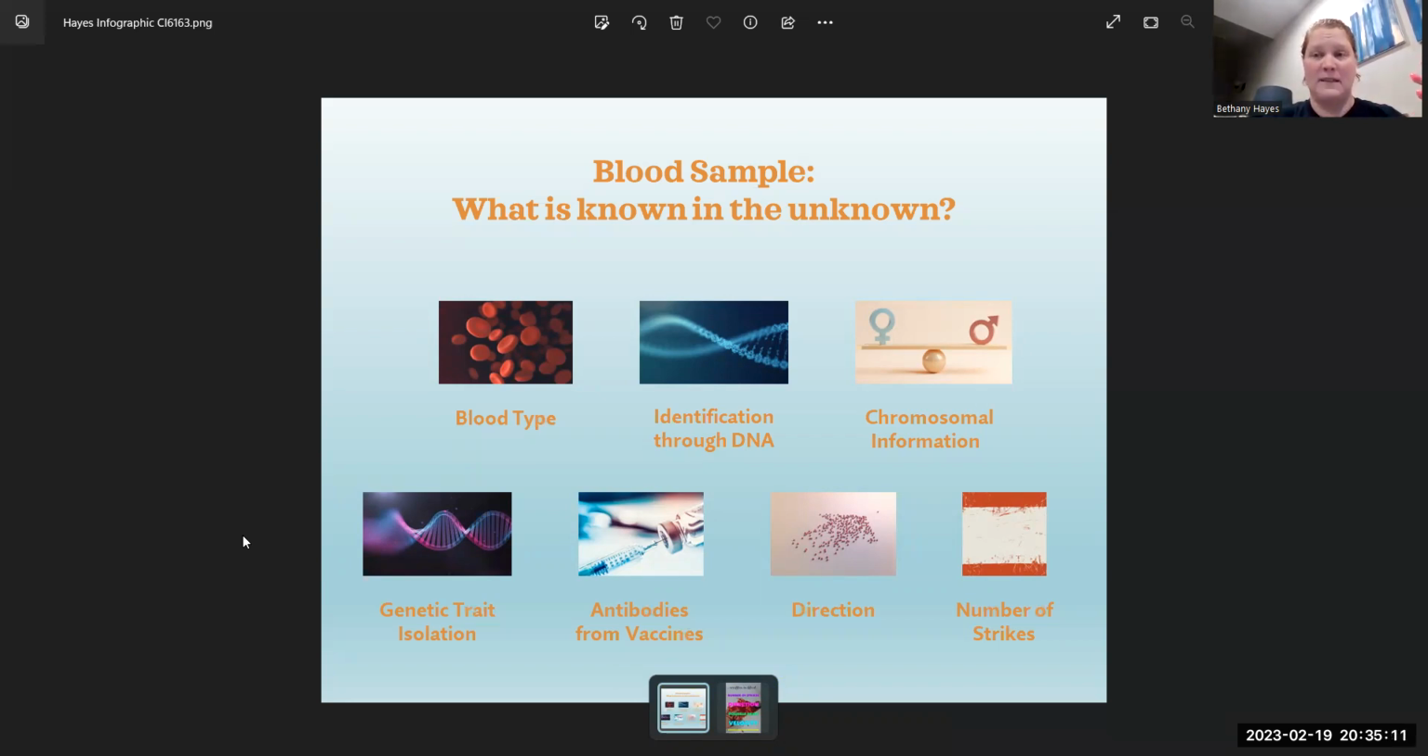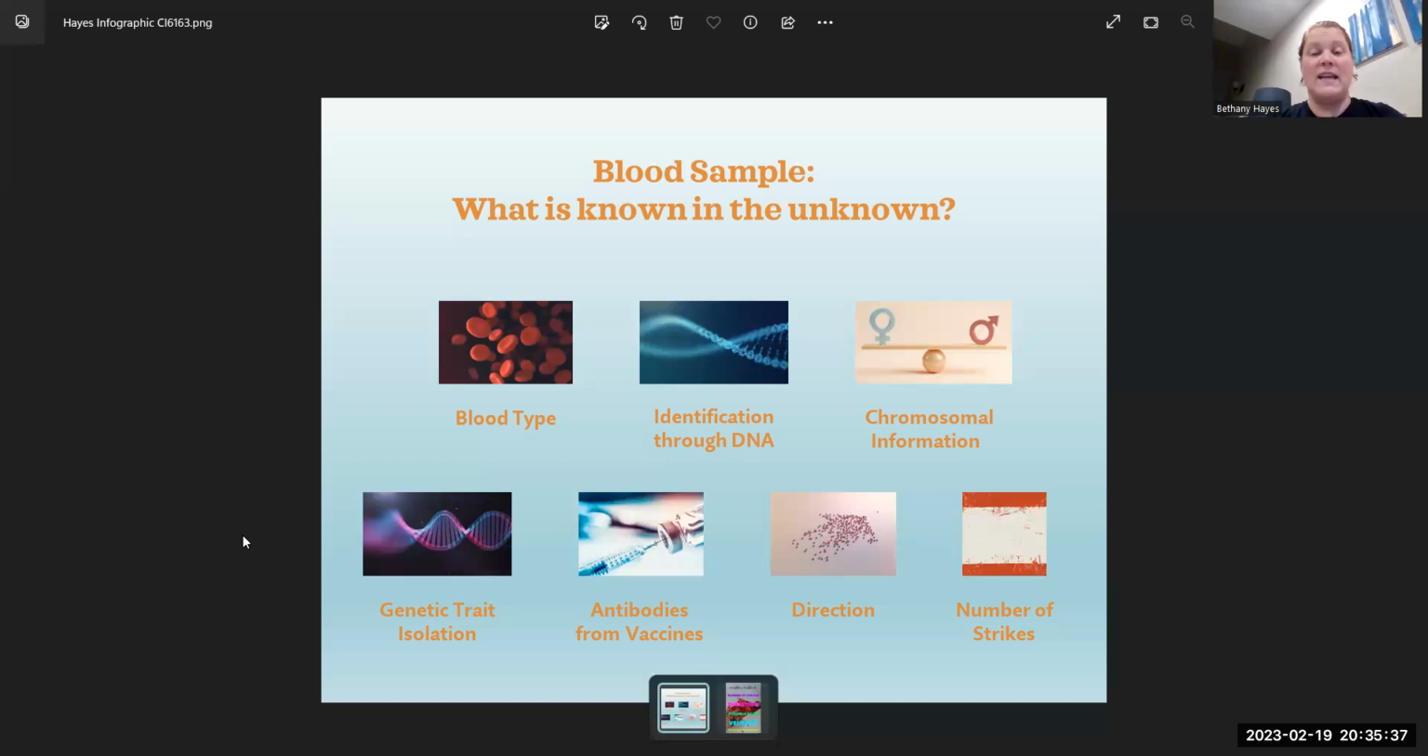And so what I want you to understand is that for a blood sample, if I have an unknown blood sample at a crime scene, I can use that blood sample, assuming there's enough of it, to get blood type. Is it human? Is it canine? Is it feline? If it's human, what's the blood type? There are 15 different ways to do blood typing, and we are most used to the A, B, O, and RH factor blood typing. So are you looking for a B positive or an AB negative?